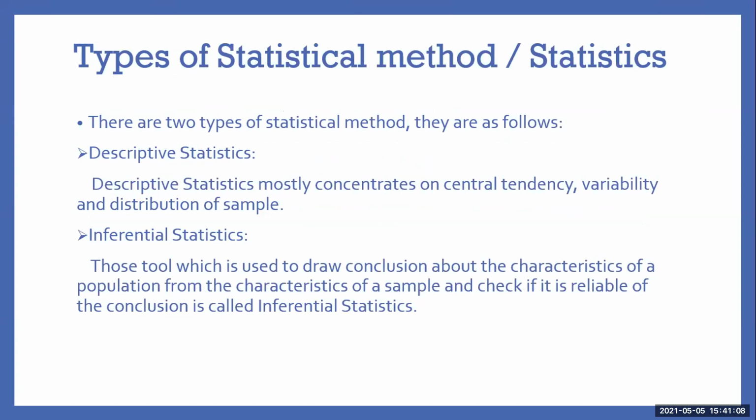Types of statistical method. There are two types of statistical method, descriptive statistics and inferential statistics. Descriptive statistics mostly concentrates on central tendency, variability, and distribution of a sample. Inferential statistics is used to draw conclusions about the characteristics of a population from the characteristics of a sample and check if the conclusion is reliable.